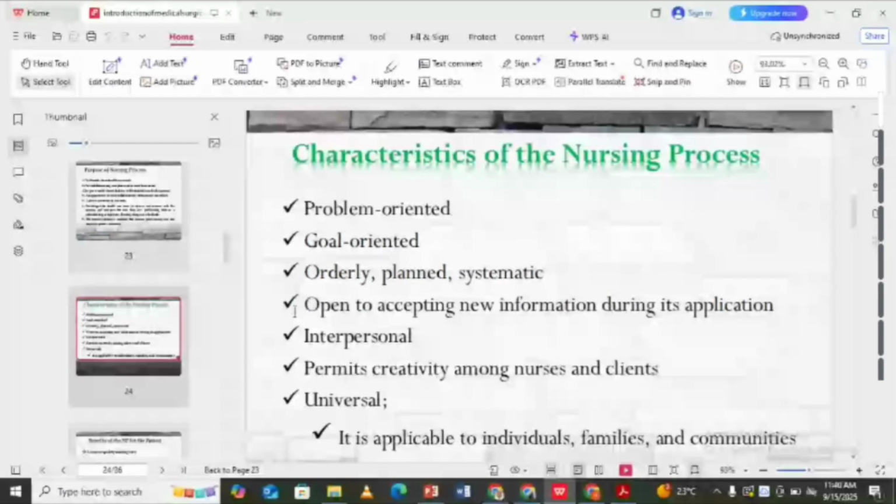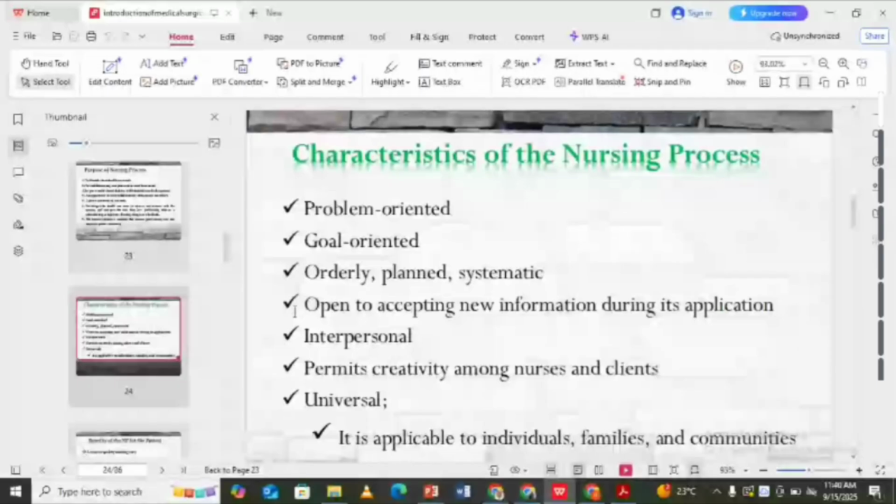It's open to accepting new information during its application. You may collect information in the assessment phase, come up with the diagnosis and plan, and start intervening. In the process of intervening, some new information comes to your knowledge. The nursing process allows you to adjust whatever you are doing to also cater for or bring on board the new information that you have identified. So it's not cast in stone.